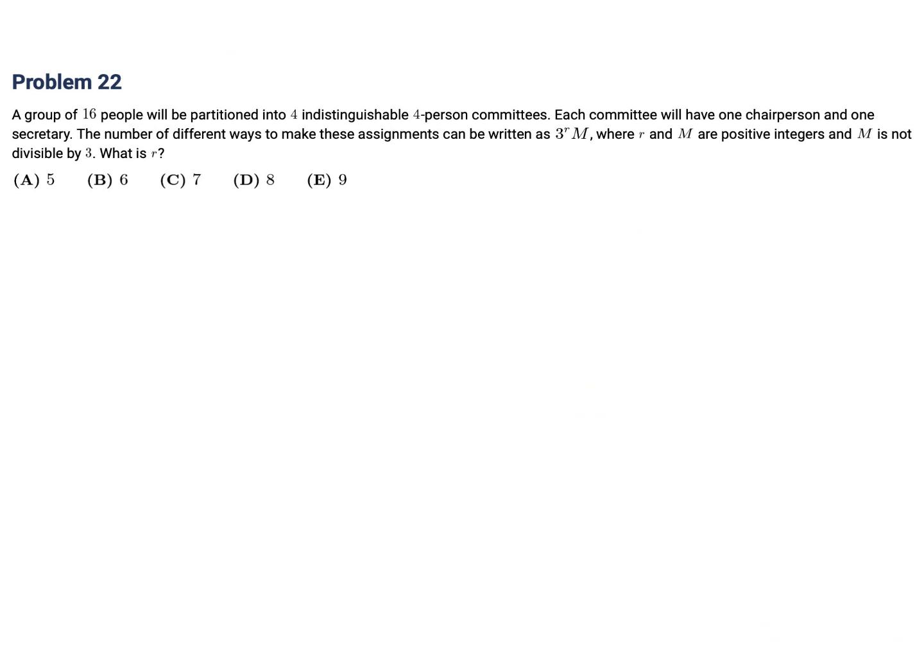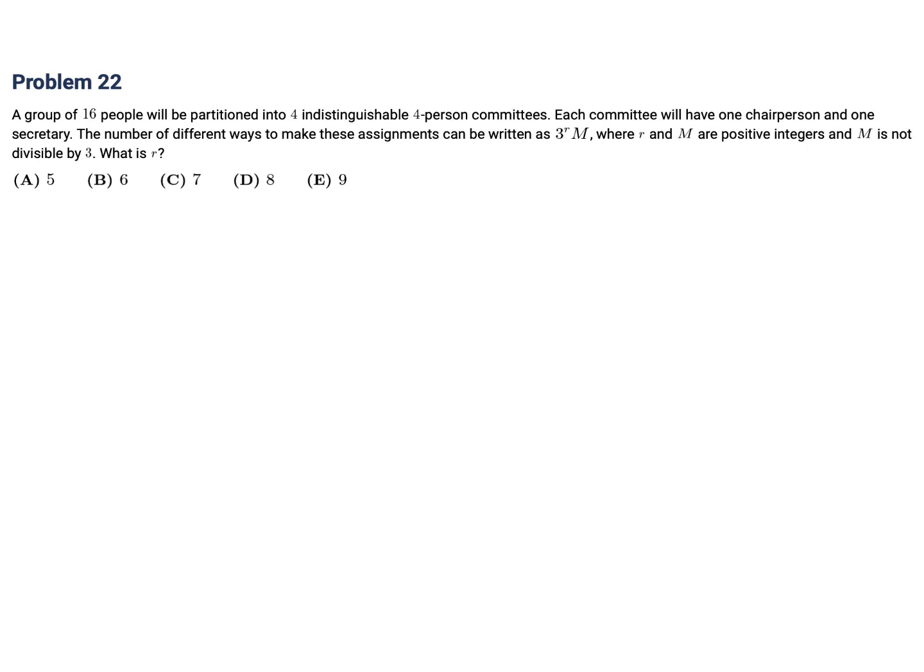A group of 16 people will be partitioned into 4 indistinguishable 4-person committees. Each committee will have 1 chairperson and 1 secretary. The number of different ways to make these assignments can be written as 3 to the power of r times m, where r and m are positive integers and m is not divisible by 3. What is r?